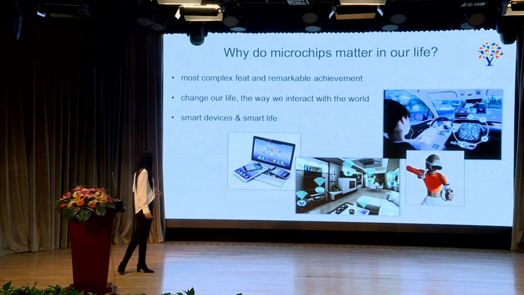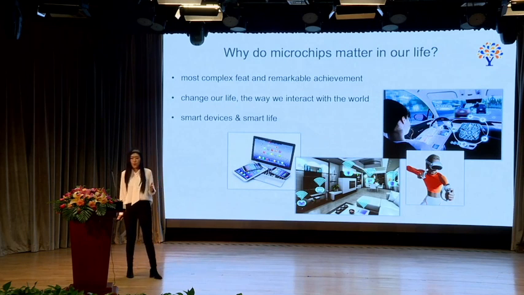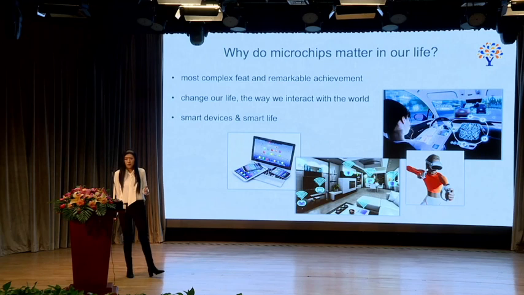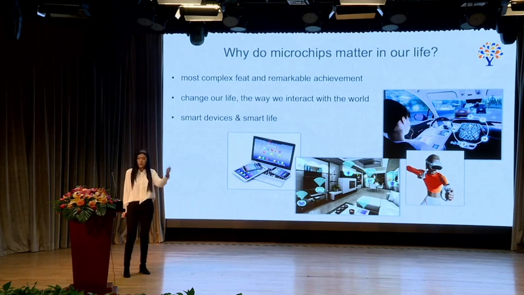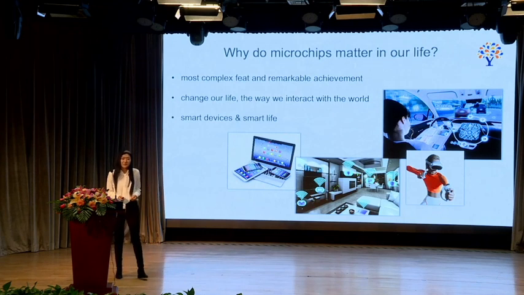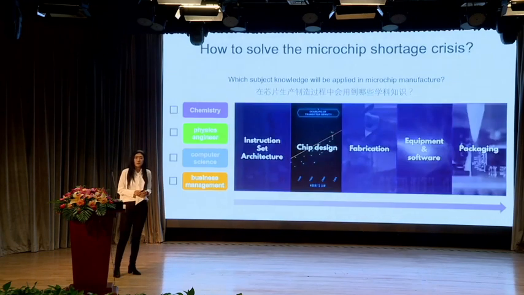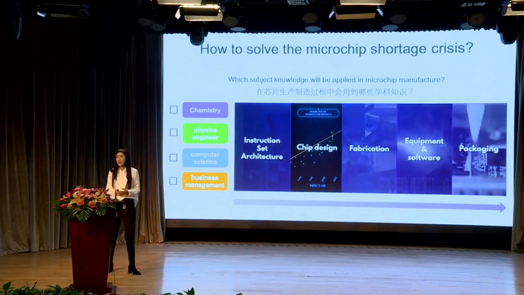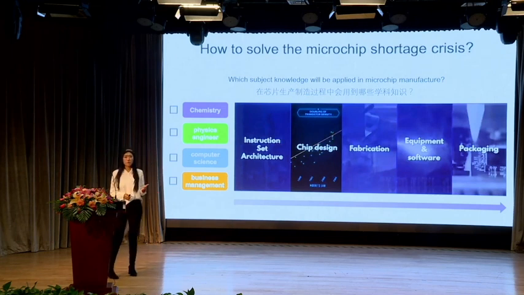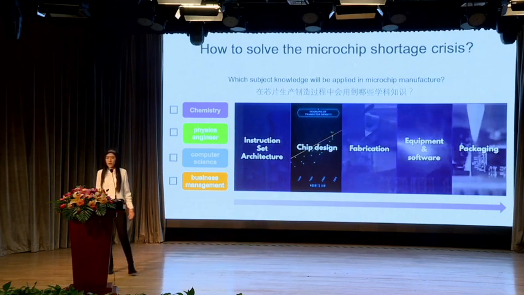The reason we picked the microchip is because it is one of the most complex feats and remarkable achievements in humankind's history. It changes our lives. It changes the way we interact with the world. After all, when you have more smart devices, you live a smart life. Then, how do we solve this problem? Microchips are in high demand, but the supply cannot keep up with that demand. So there will be some shortage in supply. How can we solve it?